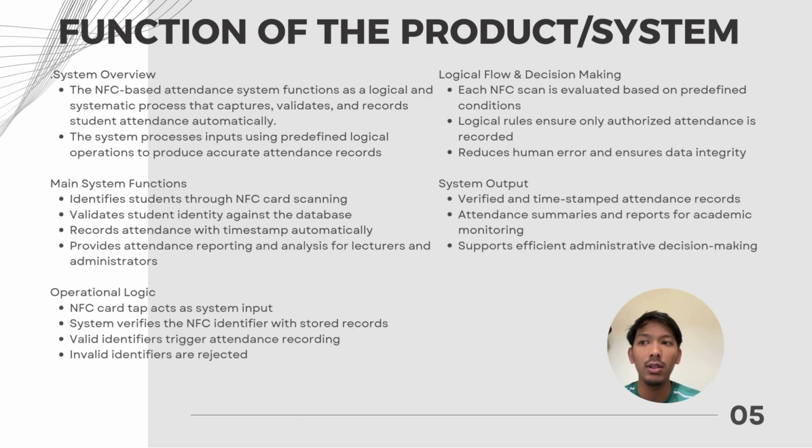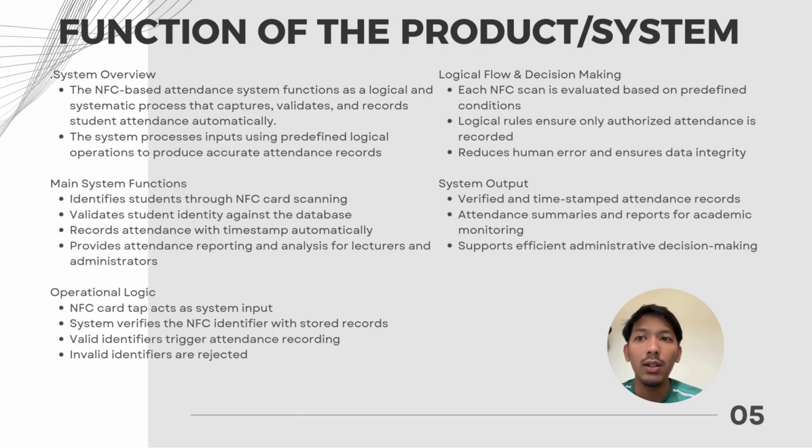Next is the main system function: identify students through NFC card scanning, validate student identity against the database, record attendance with timestamp automatically, and provide attendance reporting and analysis for lecturers and administration. Next is the operational logic. NFC card tap acts as system input. The system verifies the NFC identifier with stored records. A valid identifier triggers attendance recording, and an invalid identifier is rejected.